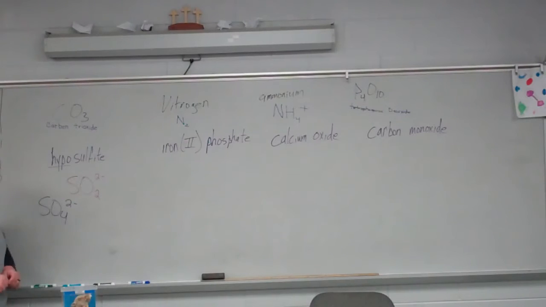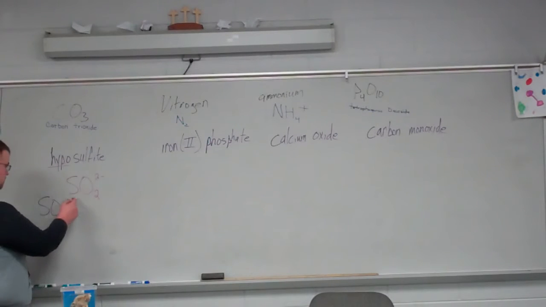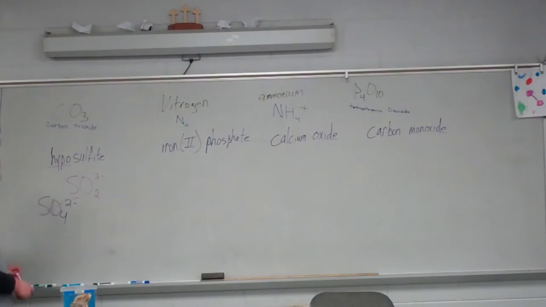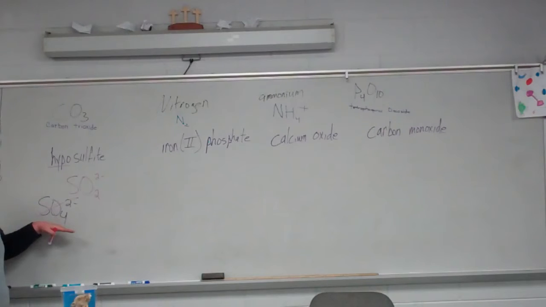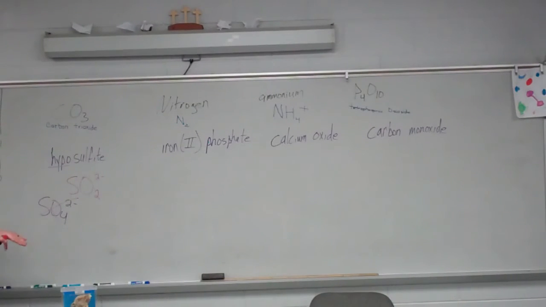Wait a second. No, I had the 2. Sulfate is O4. Sulfite is O3. Hyposulfite is O2. SO2 2 minus. Okay.